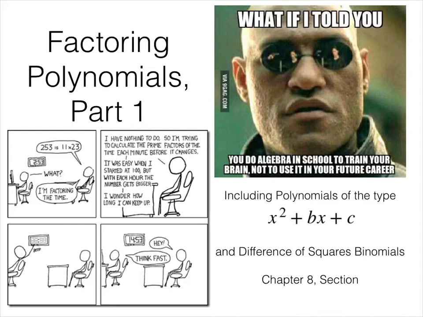I forgot to write the section number in real quick, so I'm going to pause it and go find that. Hold on. Okay, so it's 5 and 7. The x squared plus bx plus c trinomials are in 5, and then the difference of squares are in 7.